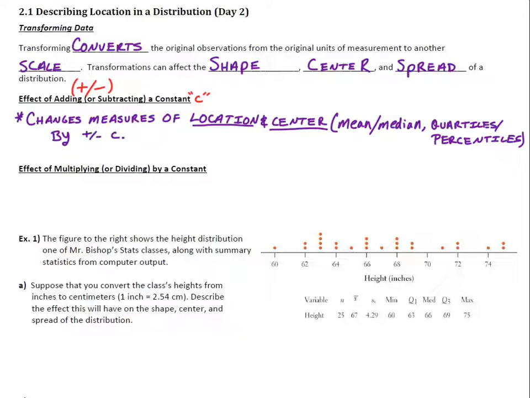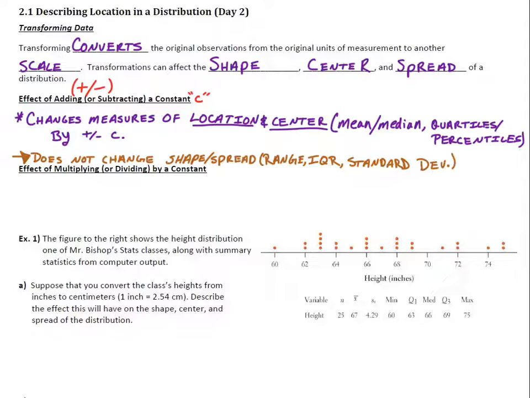So if you add or subtract a constant, that will change the values of location and center by plus or minus whatever the constant was, plus or minus C. But for spread and for shape, it does not change those values. So it does not change shape or spread. And when we talk about spread, we mean like range, IQR, or standard deviation. Those are all measures of spread. But it does change measures of center or measures of location by plus or minus C. So that's the only thing it affects by adding or subtracting a constant.